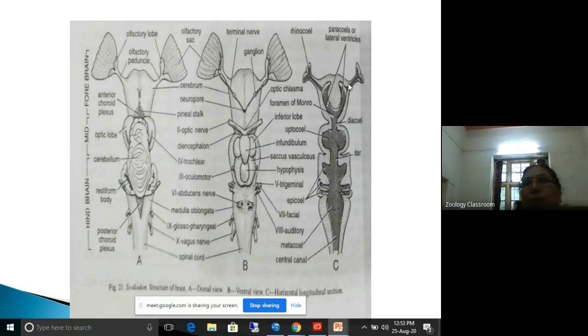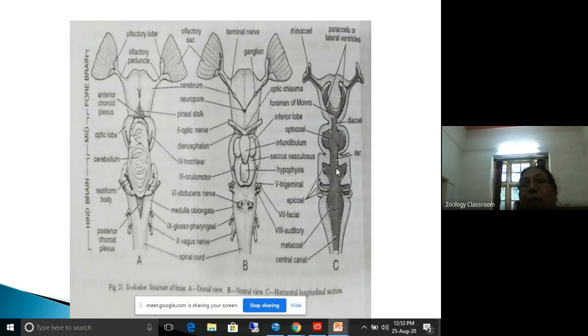Then the cavities of the brain. The olfactory lobe cavity is called the rhinocele. The lateral cerebral hemisphere cavity is called the paracele or lateral ventricle. These two lateral ventricles unite together, forming the foramina of Monro. The diencephalon cavity is called the diocele. The optic lobes cavity is called the optocele. Then this narrow canal is called the iter. And the cerebellum's cavity is the epicele.